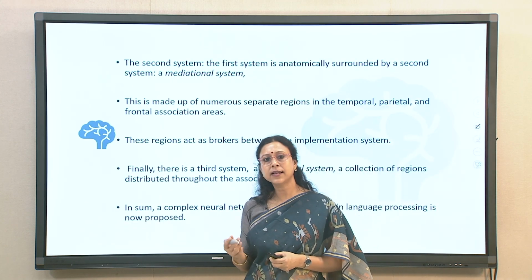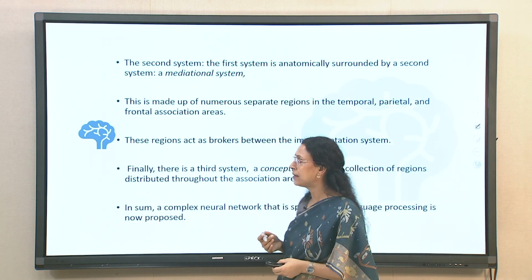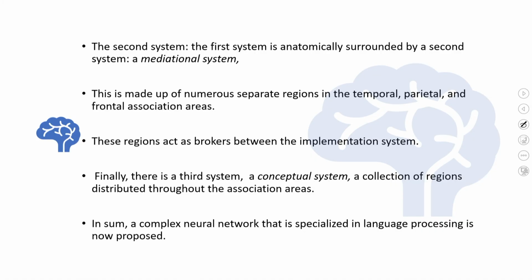Now, then there is the second system. The first system is anatomically surrounded by another system. This is called the mediational system. This is the second layer of the entire process. This is made up of numerous separate regions in the temporal, parietal and frontal association areas. So, this is again a network of areas which are in different parts of the brain.